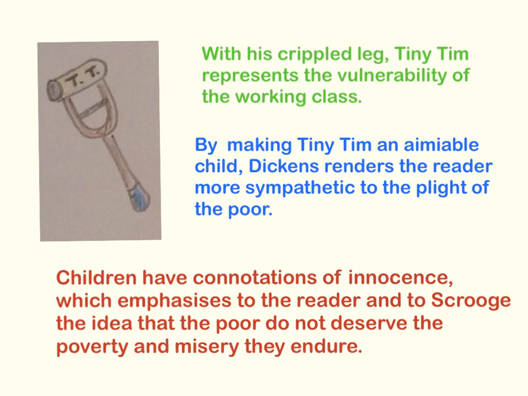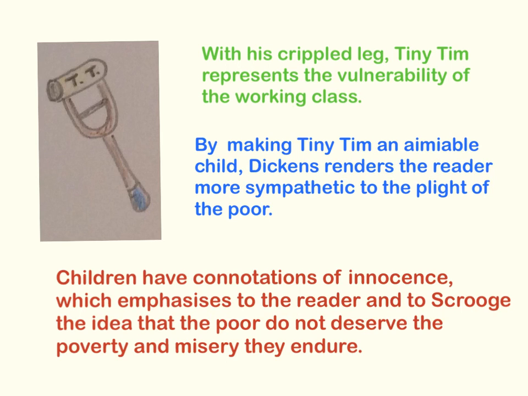And hobbling round the house on his little crutch is that lovable tyke, Tiny Tim, Bob's crippled son. Why have this small child with a disability? Well, I think this is to convey the idea that the working class that Tiny Tim symbolises are very vulnerable. And it's no coincidence that Tiny Tim, this cipher, this symbol of the working class, is presented as a child, because I think this is Dickens' way of rendering the poor more sympathetic in the eyes of the reader and of Scrooge. Children, of course, have those connotations of innocence, and what that is emphasising to the reader and to Scrooge is the idea that the poor don't deserve the poverty and misery that they endure.